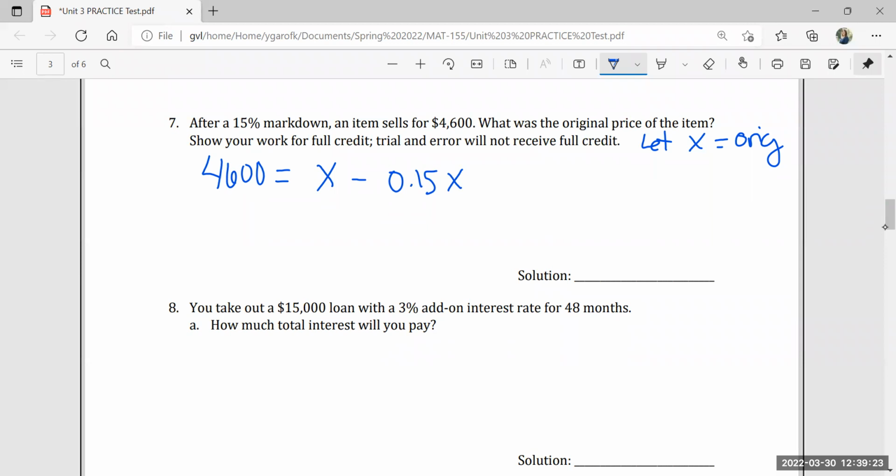Remember from class, there are a few ways to solve this. There are different ways. They're all mathematically identical. So whatever makes the most sense to you, this is what makes the most sense to me to jump straight to. If we combine like terms, we see that 4,600 equals 0.85x.